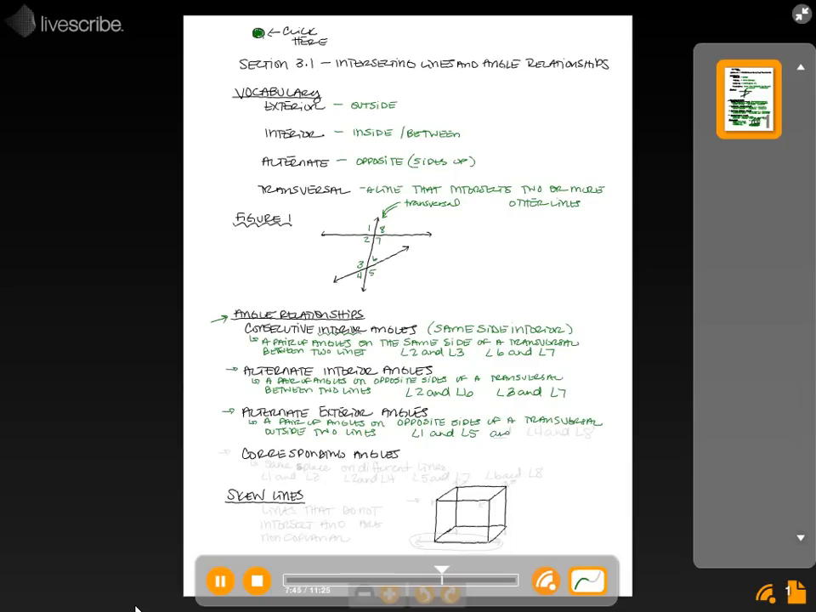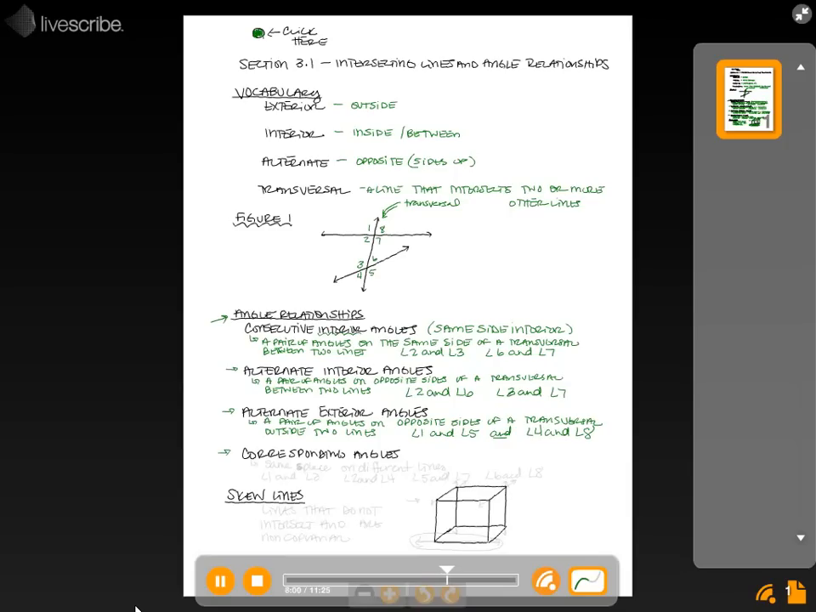The other pair would be angles 4 and 8. Same idea. Opposite sides of the transversal. One's on the top, one's on the bottom, and they're outside of the two lines.